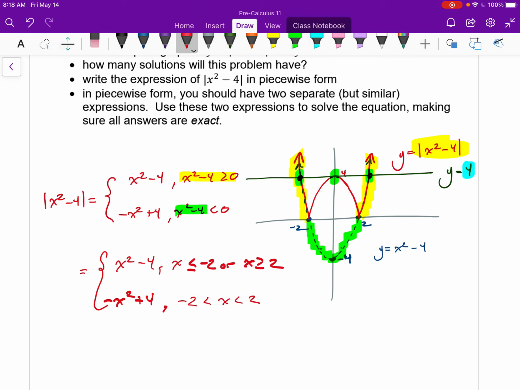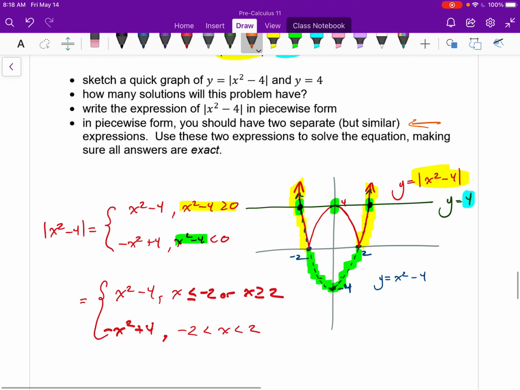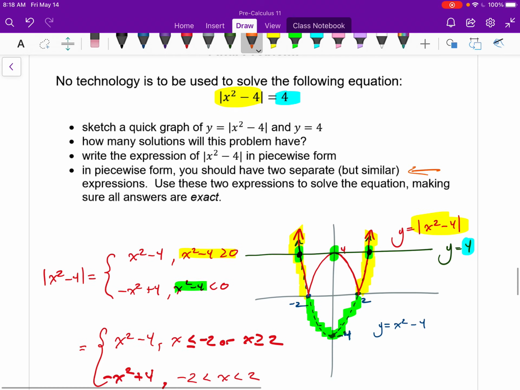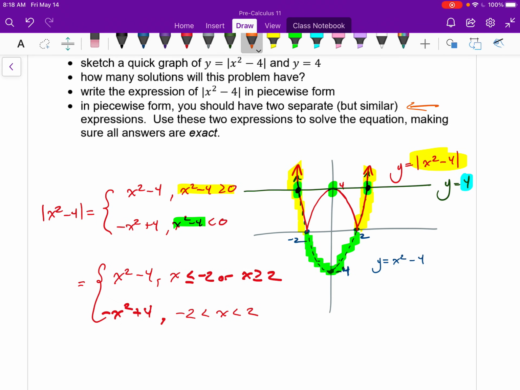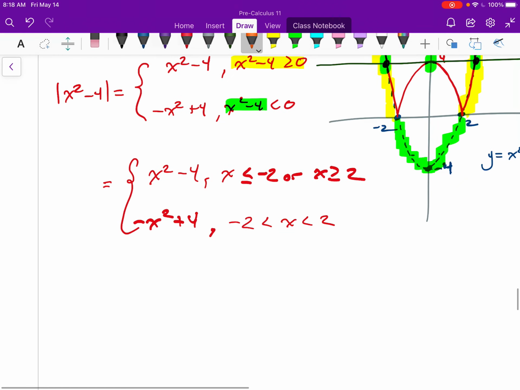All right, so now that I have my equation in piecewise form, I should have two similar but different equations, and I do. I have x squared minus 4 and minus x squared plus 4. Now I can use these to solve for where the equation equals 4. I can look at each of these pieces and make them both equal 4.